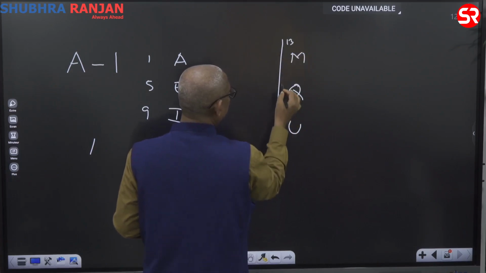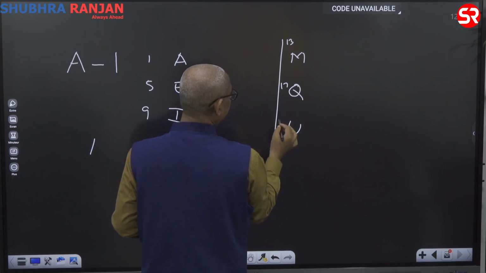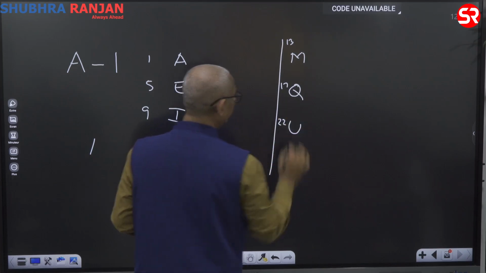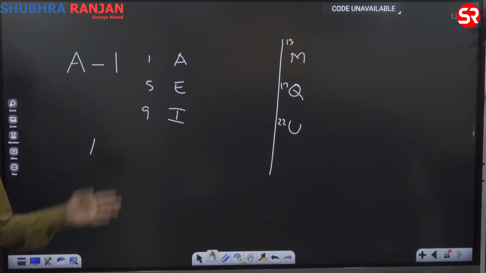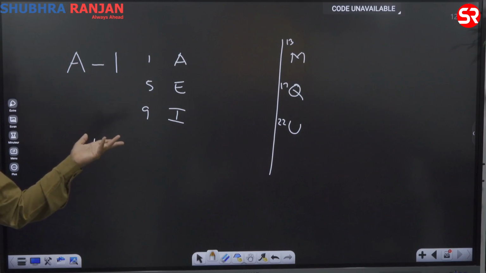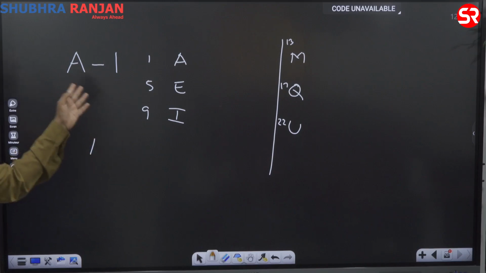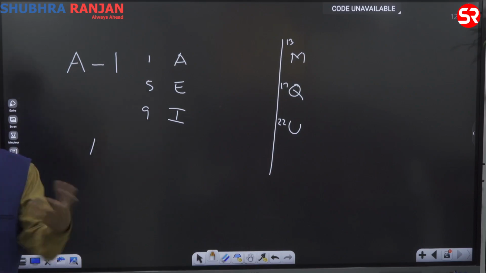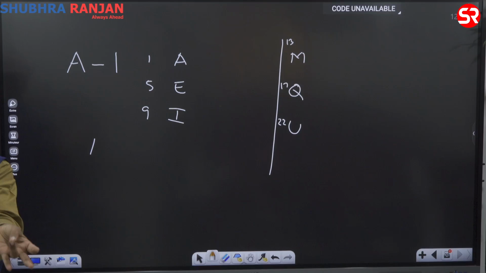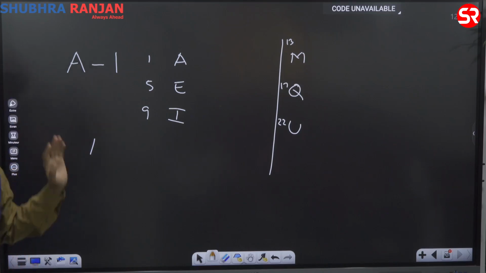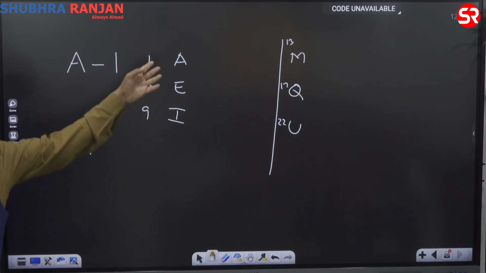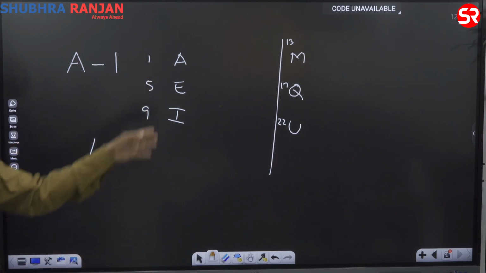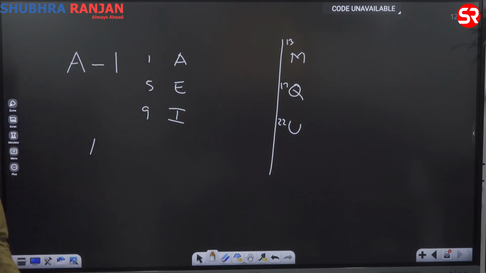13, 17, 22. Okay? Got it? 22 only, na? U. So A is 1, ABCD is 1 2 3 4. So B is 2, C is 3, D is 4. Okay. Next EFGH 5 6 7 8. IJKL 9 10 11 12. MNOP 13 14 15 16. Any doubt?